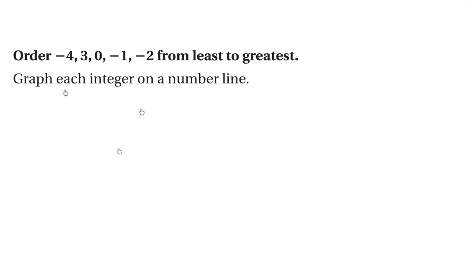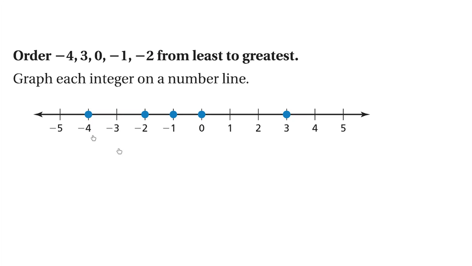Okay, they're going to graph each number on the number line. So they wrote a number line. They chose to do it from negative 5 to 5, 0 in the middle. They graphed their negative 4. They graphed a 3 over here, positive 3. They graphed 0, negative 1, and negative 2.